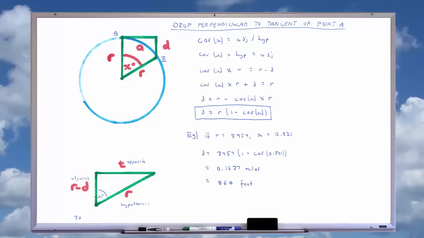This is the formula we can use to calculate the drop from the tangent to the Earth at point B perpendicular to the tangent. To put it into practice, we will again apply it to a distance of 36 miles across a circle of radius 3,959 miles. This gives us the equation of d equals 3959, open bracket, 1 minus cosine 0.521, close bracket, which equals 0.1637 miles, which again equals roughly 864 feet.